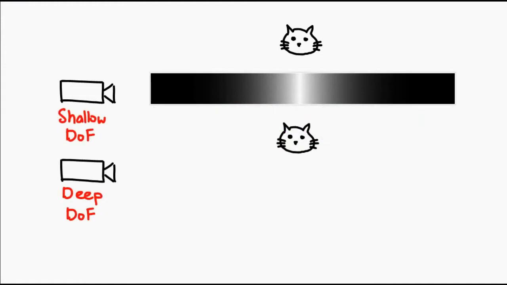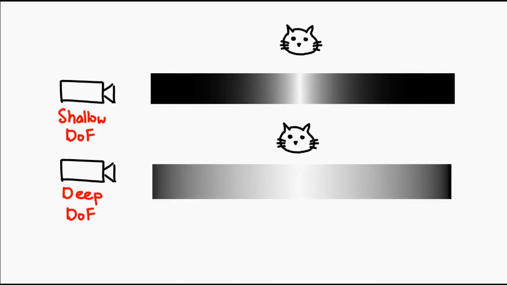Conversely, if you have a deep depth of field, what this means is you can get a lot of things in focus, and as a result, the gradient actually looks something like this. There's a lot of white and the actual focus only starts falling off after a good distance away.